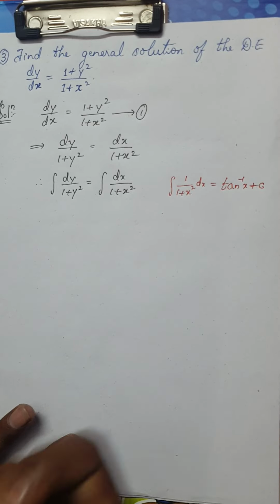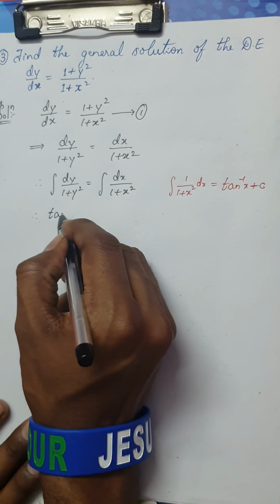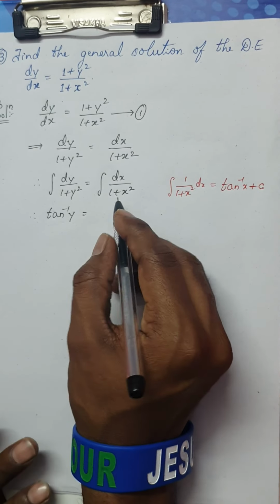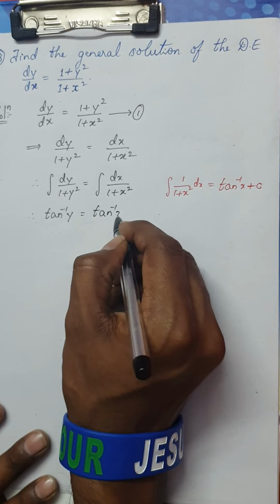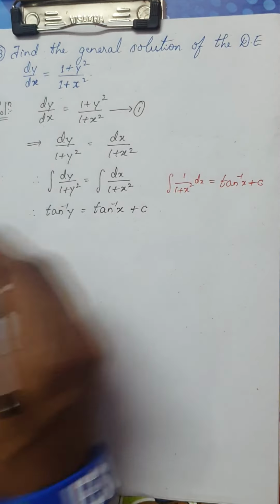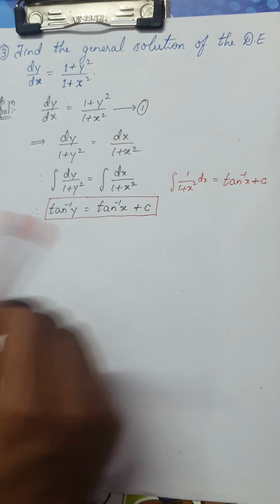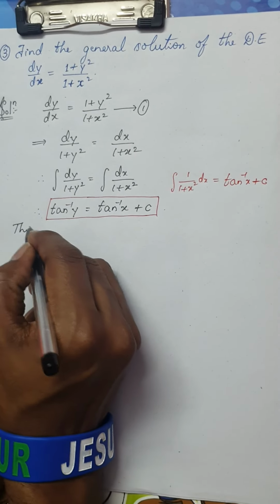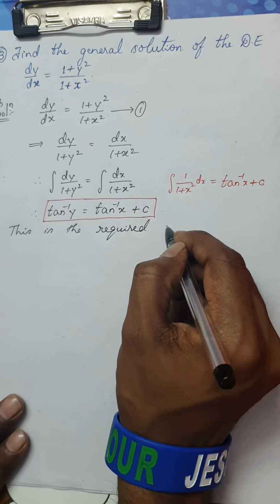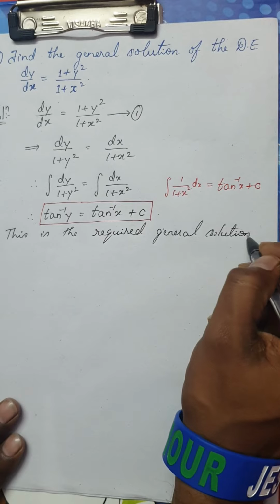So applying this here, we are going to get this. Therefore, integral of dy divided by 1 plus y square would be tan inverse of y. And integral of dx divided by 1 plus x square would be tan inverse of x, plus c, which is the constant of integration. So you can frame this up and say this is the required general solution.